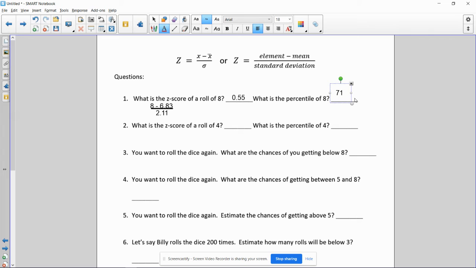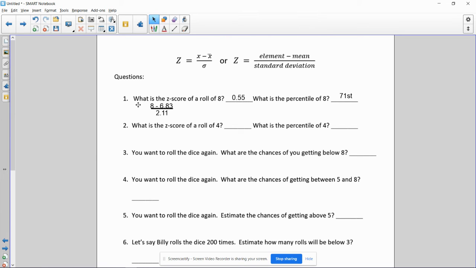Or you can write 71st. Okay. All right, so a z-score of 4 is definitely going to be smaller than a z-score of 8.